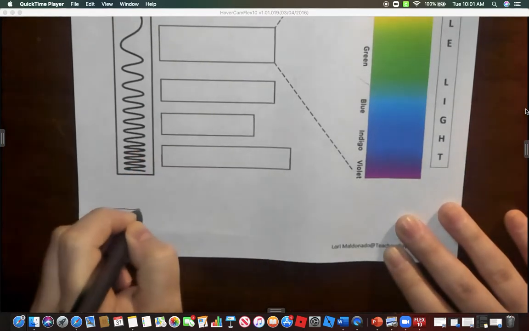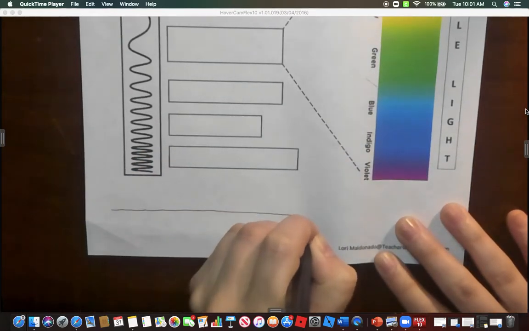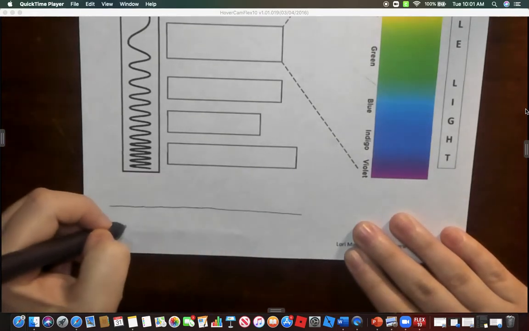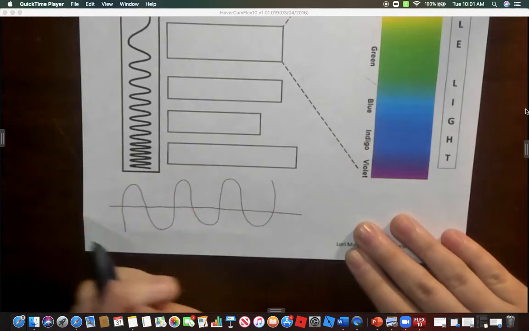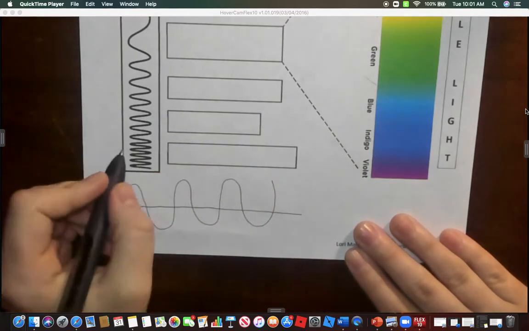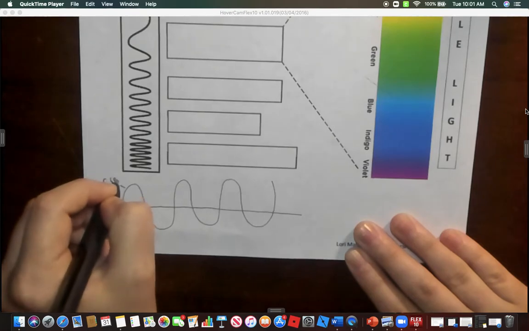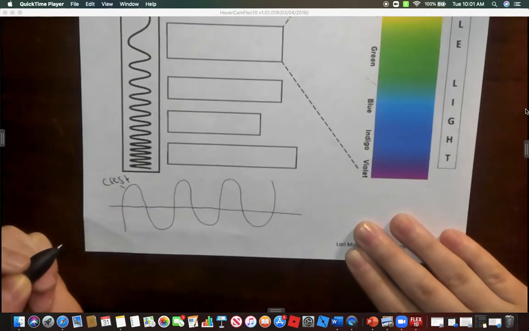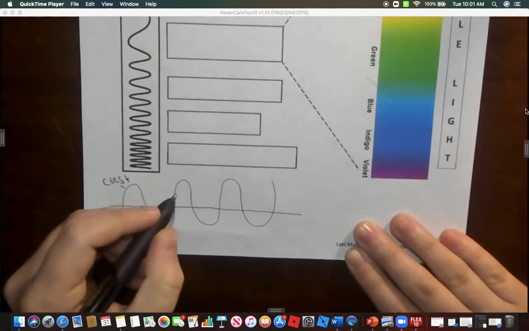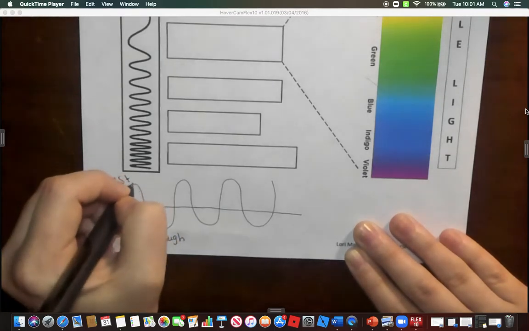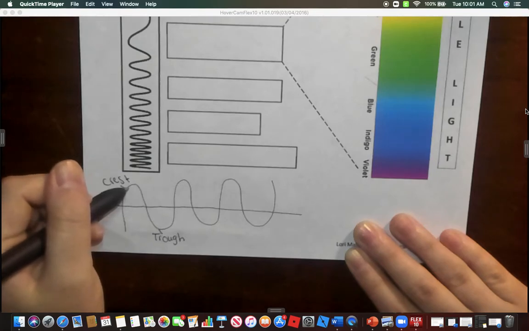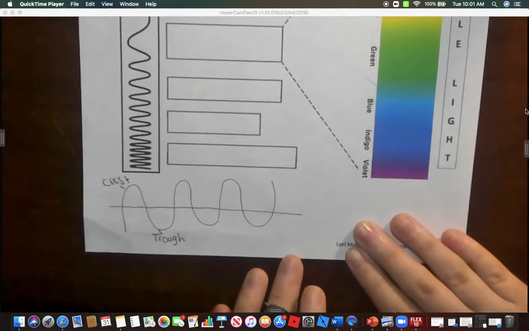So we start with a line, and then we're going to have a wave. Okay, so the parts of a wave are going to be the crest. The crest is going to be the highest point of the wave. Okay, the trough, it's going to be the lowest point of the wave. So the highest point is the crest, the lowest point is the trough.